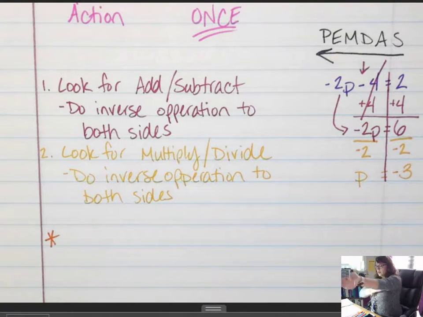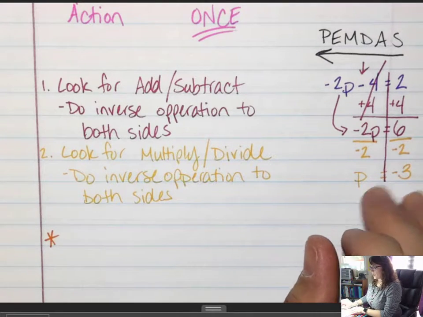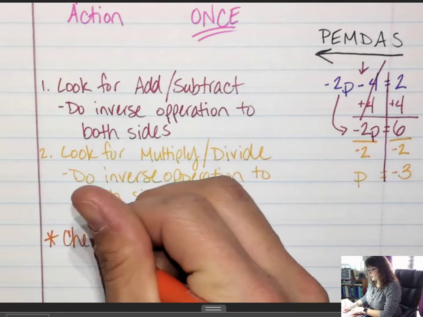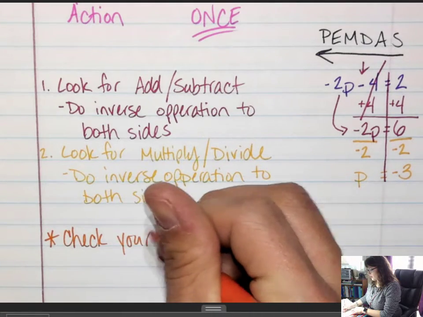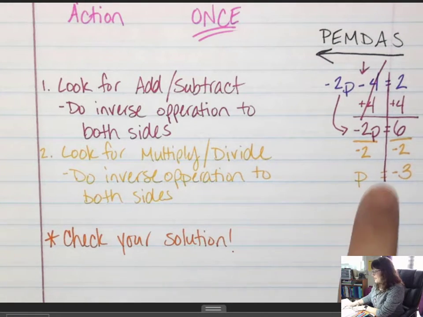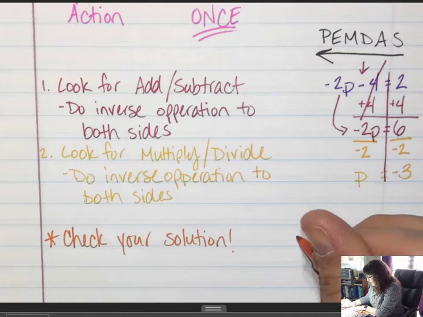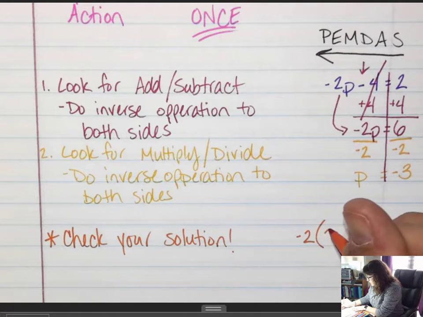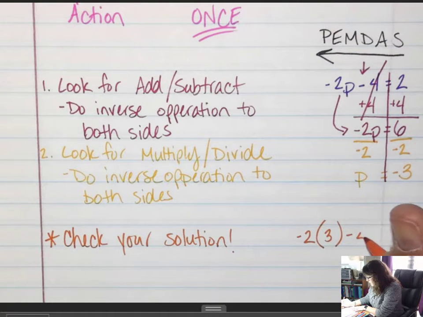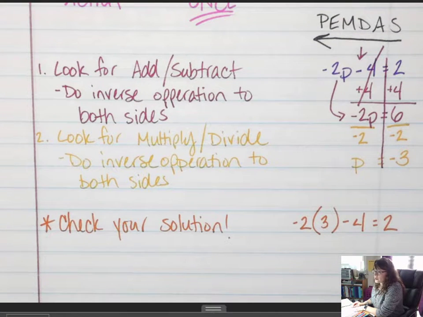Now there's a bonus 3rd step for those of y'all that like to be right. Cool thing about algebra, if you can do 6th grade math, you can know if you did the 7th grade math right by checking your work. Check your solution. This is the solution. So if I plug it back in, -2 times 3 minus 4 equals 2. And your job here is basically true or false.